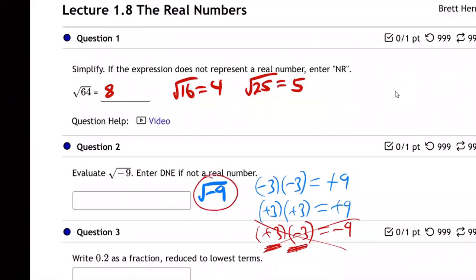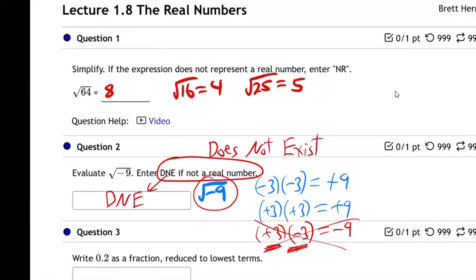What number times itself is -9? No. Positive plus a negative. There is none. Yeah, there is none. It's D-N-E. That's why they said that right here. D-N-E stands for does not exist. Because there's no number, is there? There's no number times its very self that comes out to be -9.